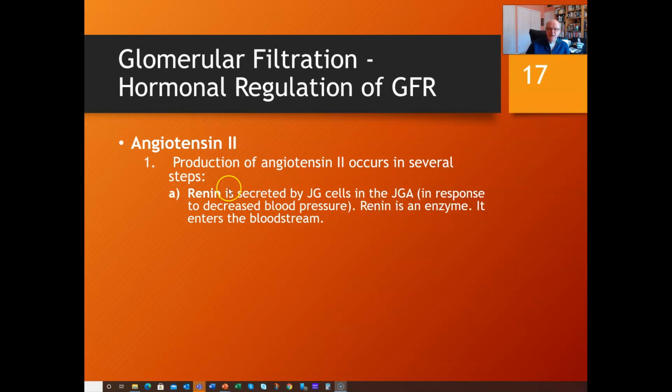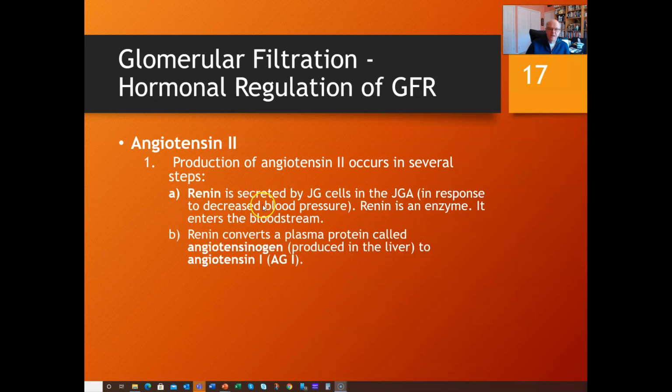And renin's an enzyme, and it goes into the blood and travels around in the blood. And then it converts a plasma protein in the blood called angiotensinogen. Remember, the ogen is a precursor. Remember when we did all those enzymes in the gut, and they all ended in ogen because they didn't work? Well, this is the same. Renin produces angiotensin I from angiotensinogen. So the liver makes the angiotensinogen, goes into the blood, and it meets the renin in the blood and becomes angiotensin I.